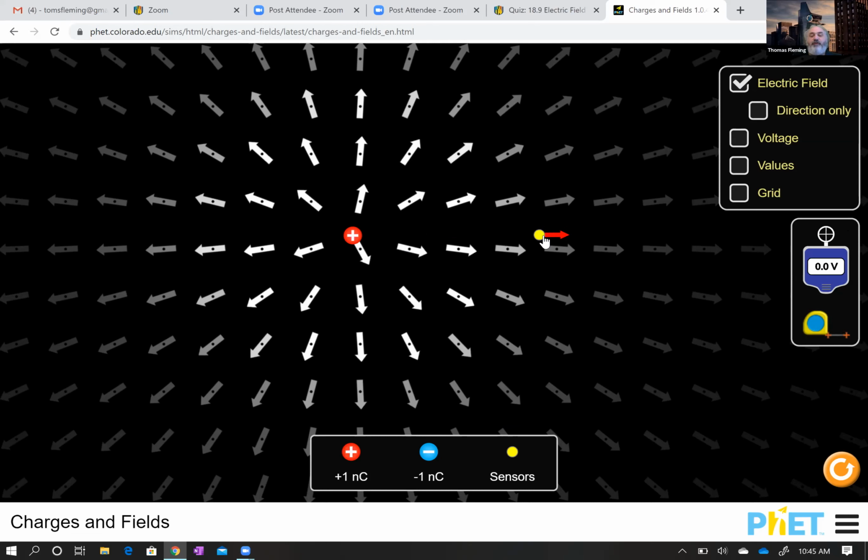So I can put sensors in different locations, and you can see that the direction of the sensor always matches up with the arrow wherever I'm at. But now I can move them around a bit more freely and measure in any places that I want. So this sensor shows me what my electric field is doing in any location. Now, it can also show me the electric potential. Because electric potential is measured in volts, sometimes I'll refer to it as the voltage, because it's way easier to say voltage than it is to say electric potential.